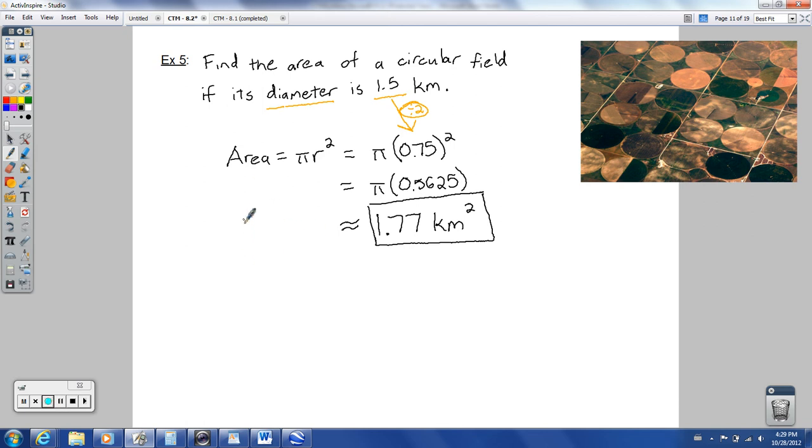And let's draw a picture. I meant to draw this a little earlier, but let's draw a picture to go along with this, just so we're aware of what was what here. So this, all the way across, was 1.5 kilometers.